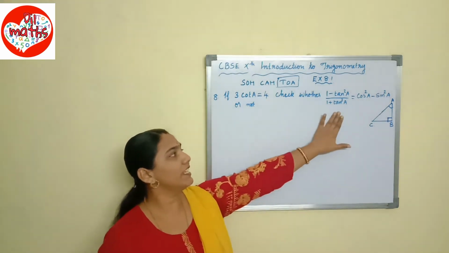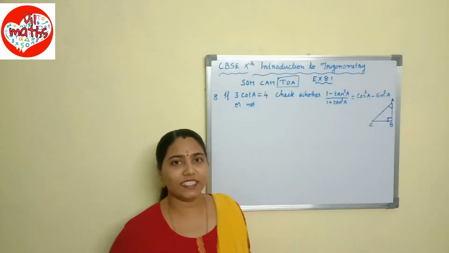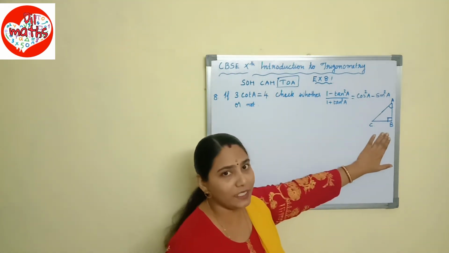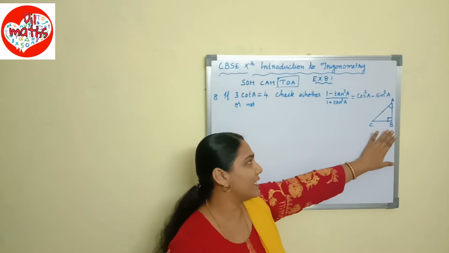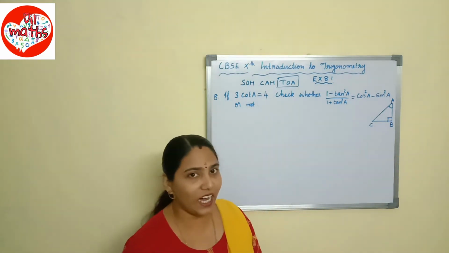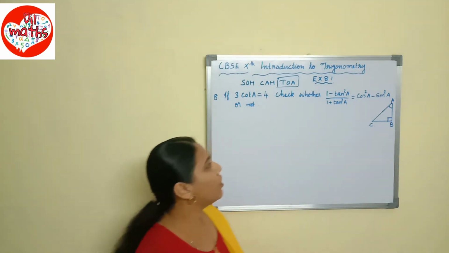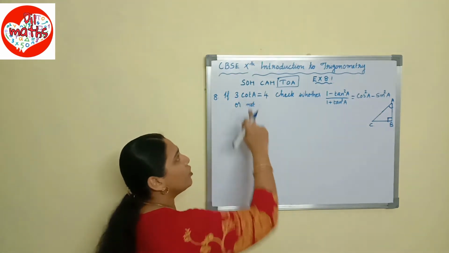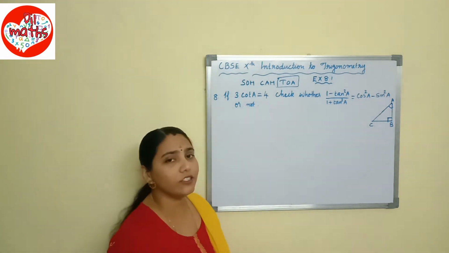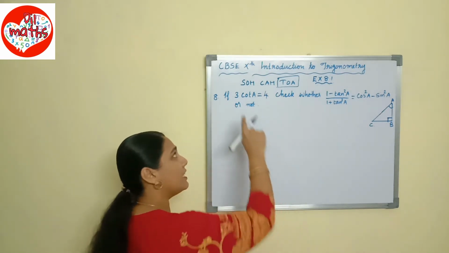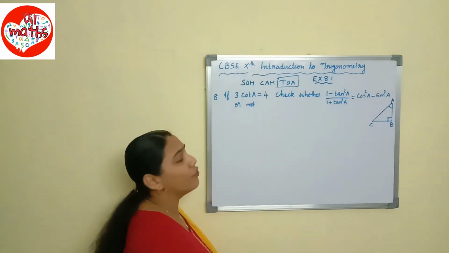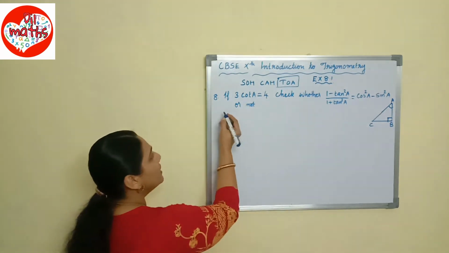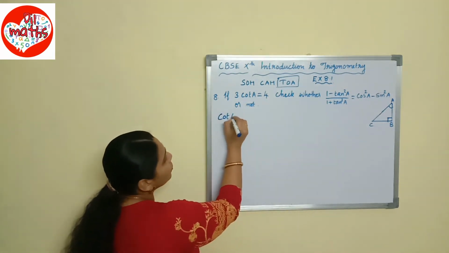We should find out tan A, cos A and sin A, isn't it? So for that, as usual, I took a triangle ABC, right angled at B, and A and C are acute angles here. So what we should find out? Tan A, cos A and sin A. For that, I am going to rewrite this 3 cot A is equal to 4. If I rewrite this, what will I get? Cot A is equal to 4 by 3, isn't it?